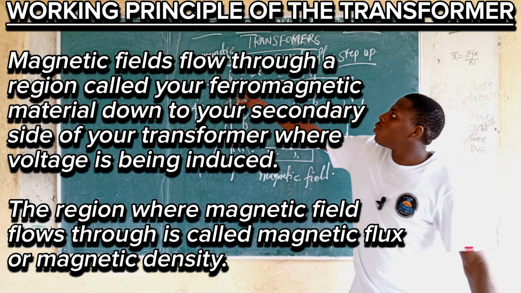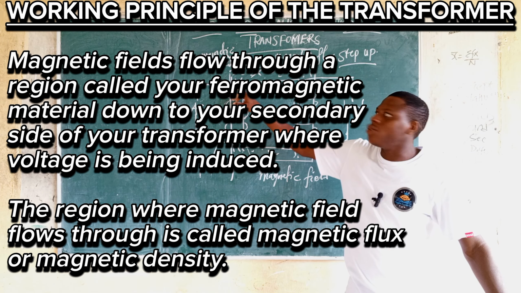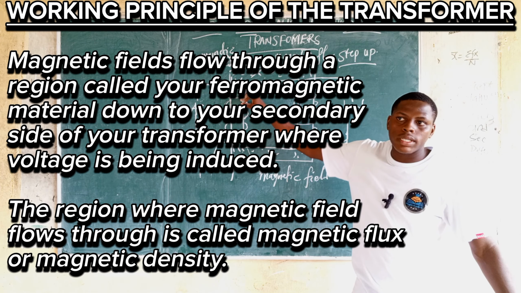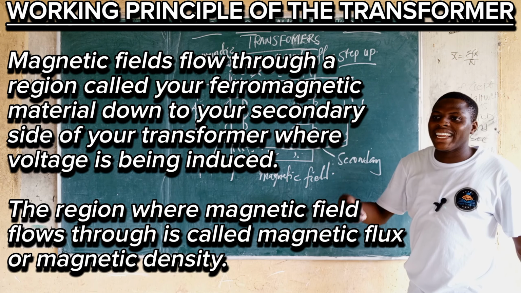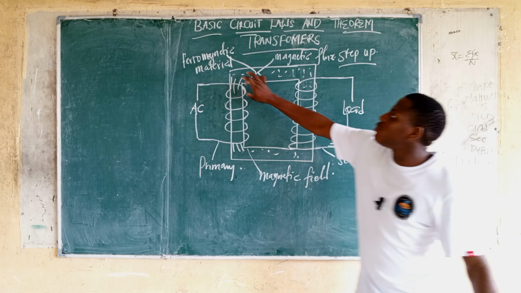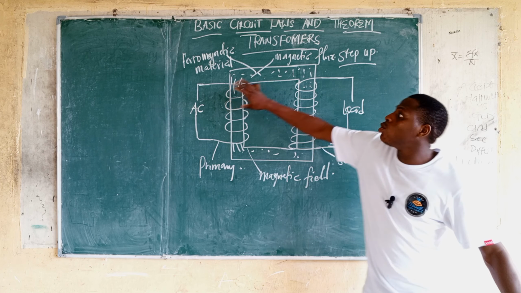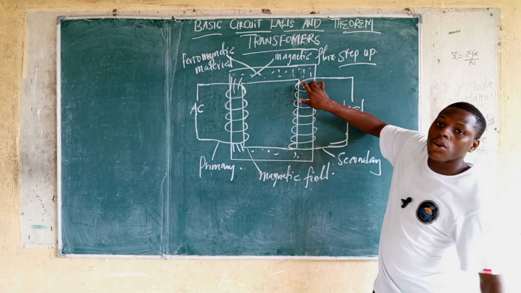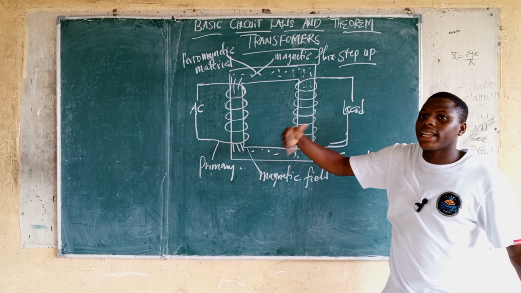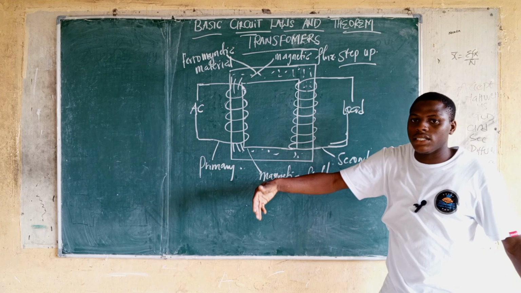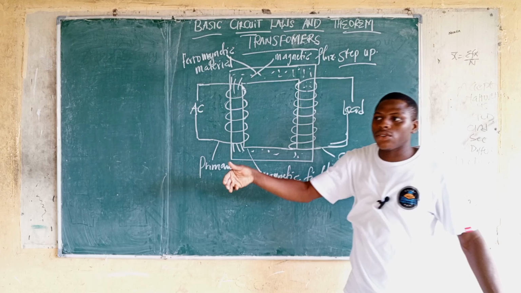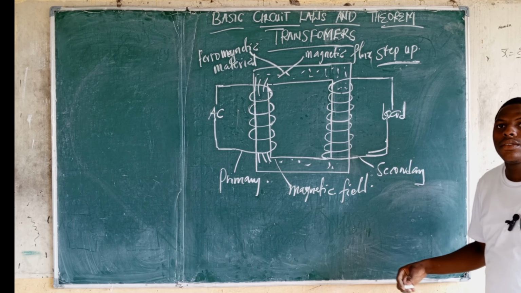Now, the region through which your magnetic field flows to the secondary is what we call the magnetic flux, or magnetic density? So this region is called your magnetic flux. Now take this down.